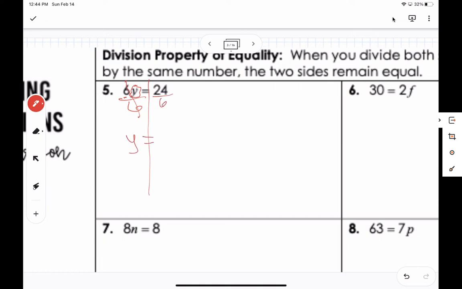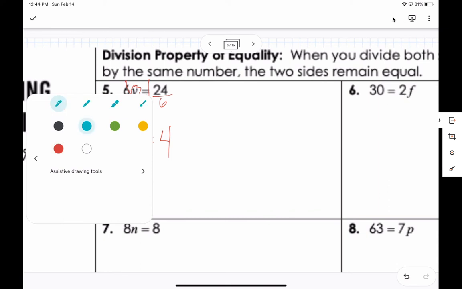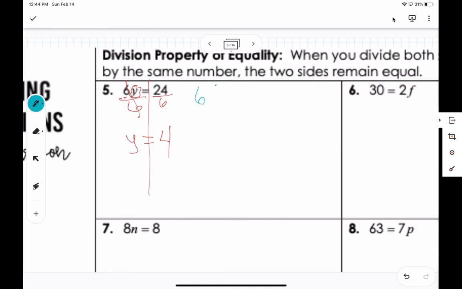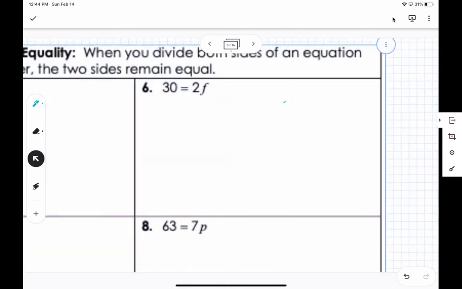I have to do the same thing over here. 24 divided by 6 is 4. Y equals 4. I can test that. Does 6 times 4 equal 24? It does. It checks out. I am good. All right. Let's try this one.